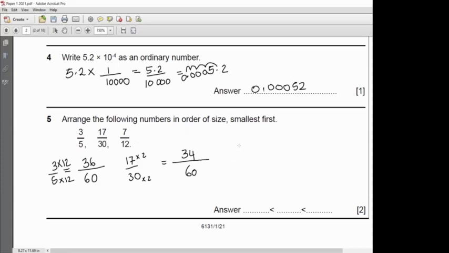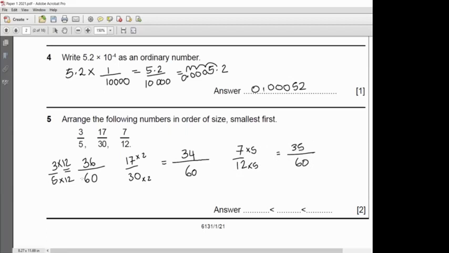And then our last fraction, 7 over 12, we want to rewrite this as something over 60. So ask yourself, this 12, what do I need to multiply it by in order to make it 60? And the answer is you need to multiply by 5. Multiply this by 5, multiply the numerator also by 5. 12 times 5 is 60, 7 times 5 is 35.